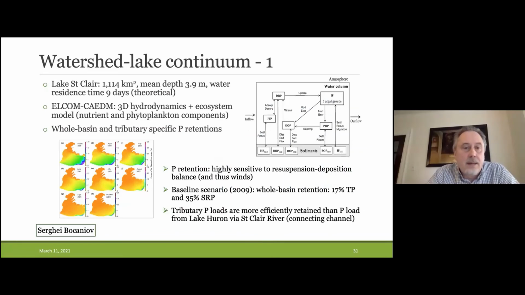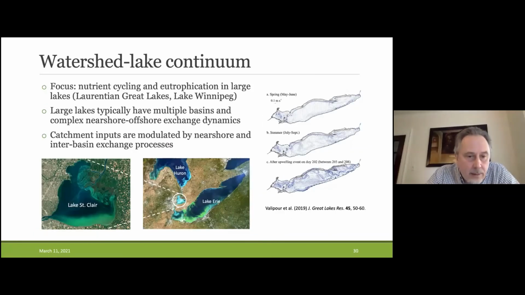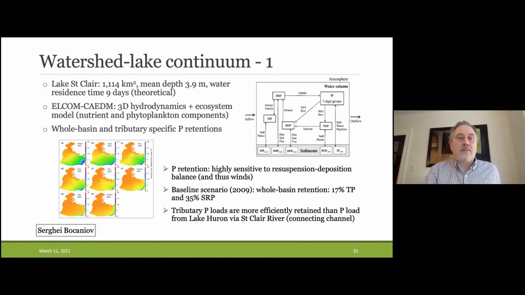So one project here by Sergey was looking at Lake St. Clair. If I go back here, Lake St. Clair is over here. You have Lake Huron, which is connected to Lake St. Clair, which then connects through the Detroit River to Lake Erie. And so the Thames River, which is the largest Canadian tributary to the Lake Erie Basin, first enters into Lake St. Clair. What Sergey did was to use the ELCOM-CAEDYM model. The ELCOM model does the 3D hydrodynamics in the lake, and CAEDYM is an ecosystem model, and he particularly used the nutrient and phytoplankton components of that model.